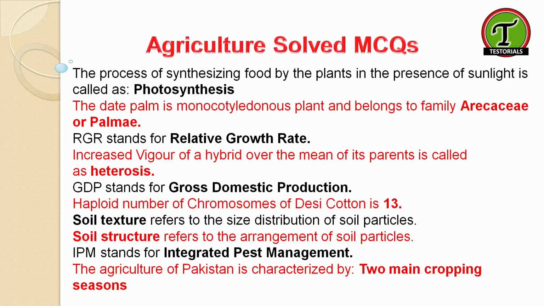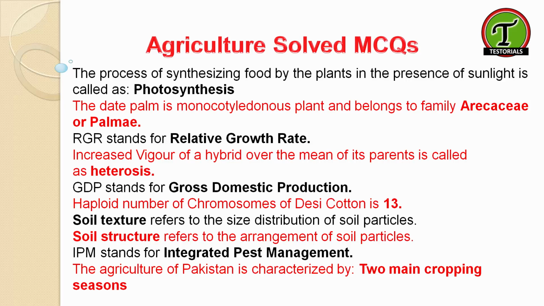13. RGR stands for relative growth rate. 14. Increased vigor of a hybrid over the mean of its parents is called heterosis. 15. GDP stands for gross domestic product. 16. Haploid number of chromosomes of desi cotton is 13.